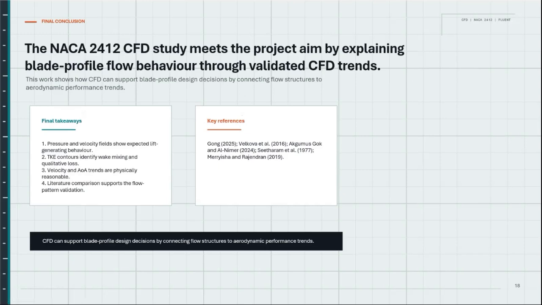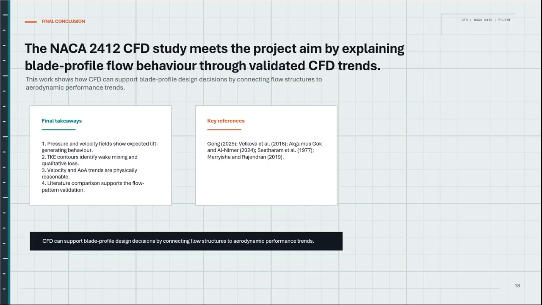This is the final conclusion. Overall, the NACA 2412 CFD study meets the project aim by explaining blade profile flow behavior through validated CFD trends. There are four main takeaways. First, the pressure and velocity field shows the expected lift generating behavior. Second, the TKE contours identify wake mixing and qualitative aerodynamic loss. Third, the velocity and angle of attack trends are physically reasonable. Fourth, the literature comparison supports the flow pattern validation.